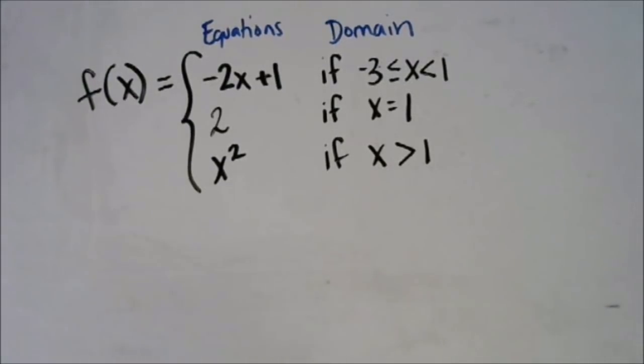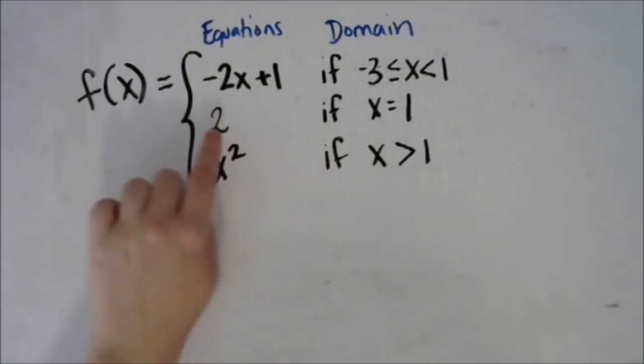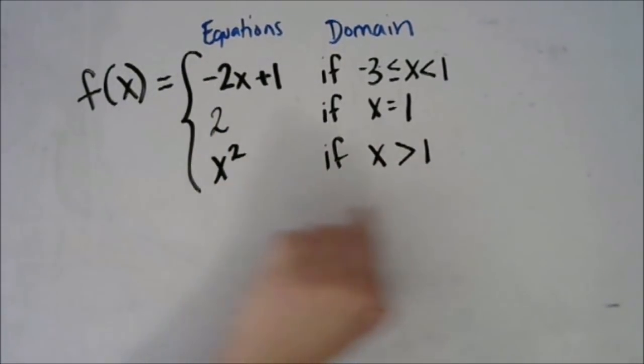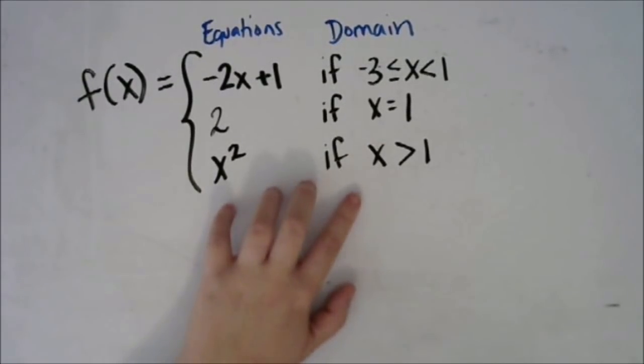So in your notes, you have the graph of this function. And as you can see, there's a line segment produced by this function. There's a single dot produced by this function. And then there's a portion of a quadratic. So it doesn't look that curved, but it is indeed curved, produced by this function.